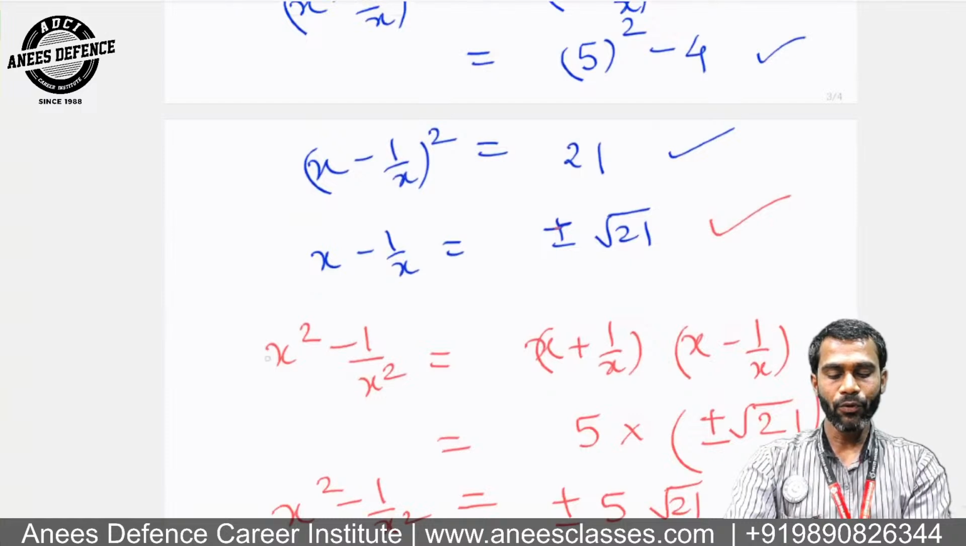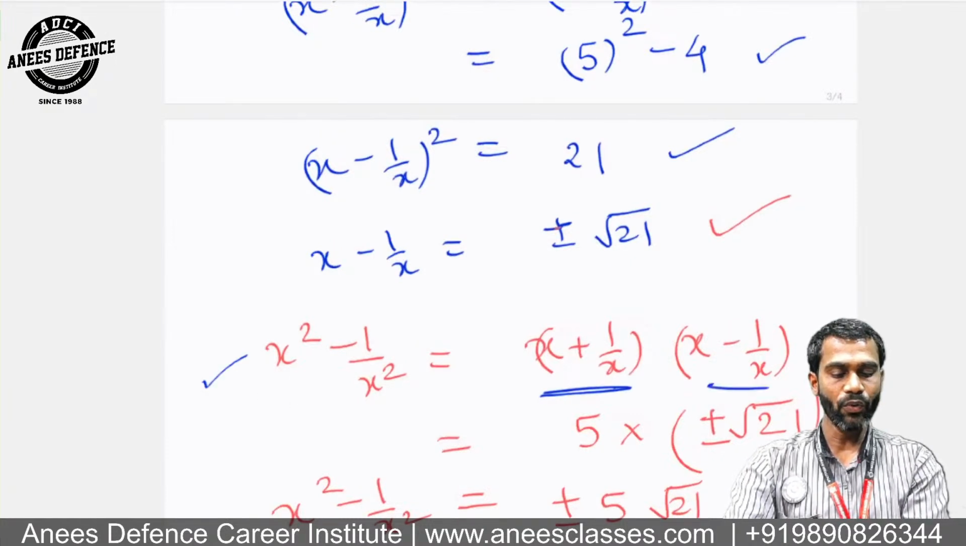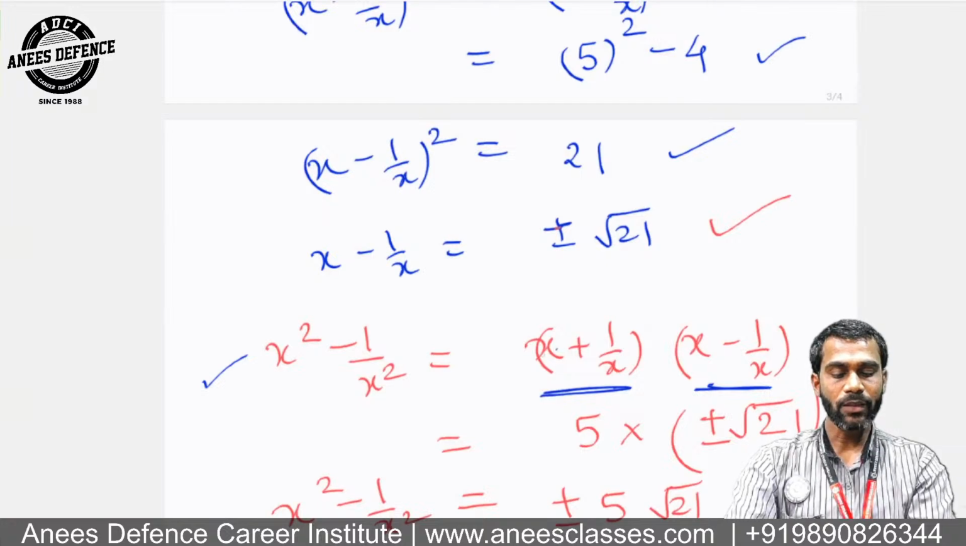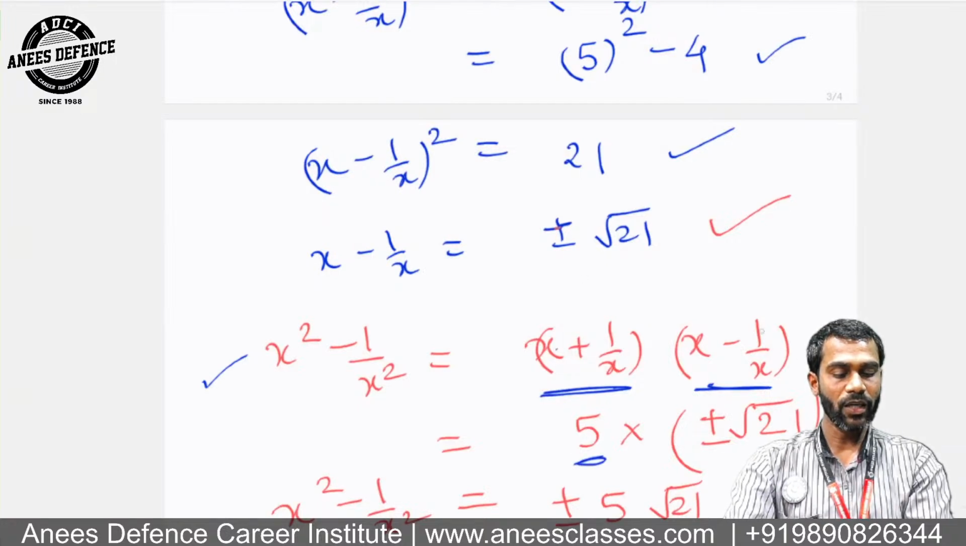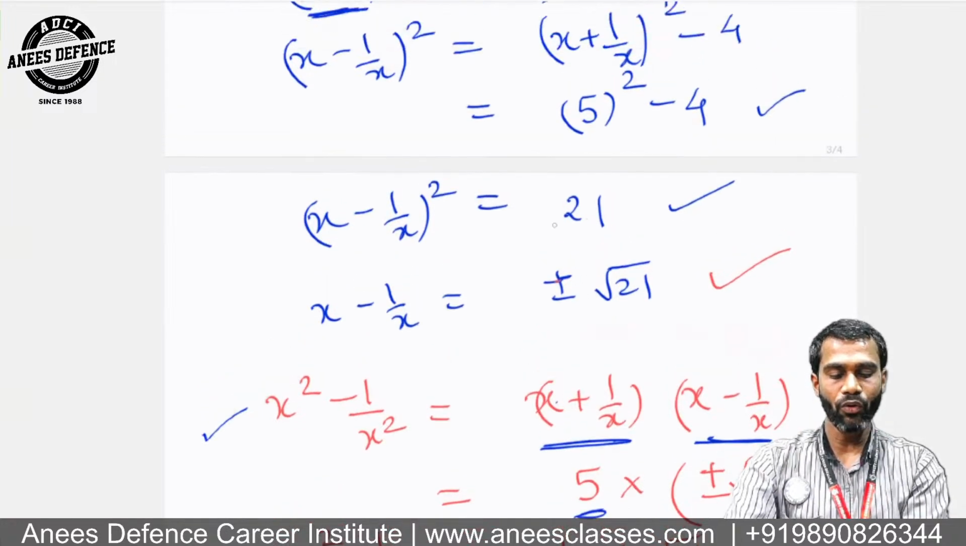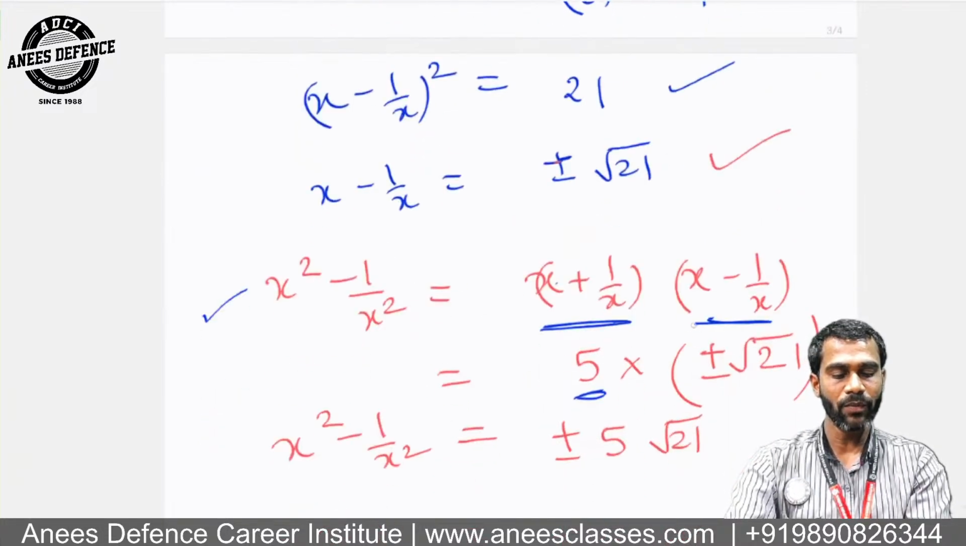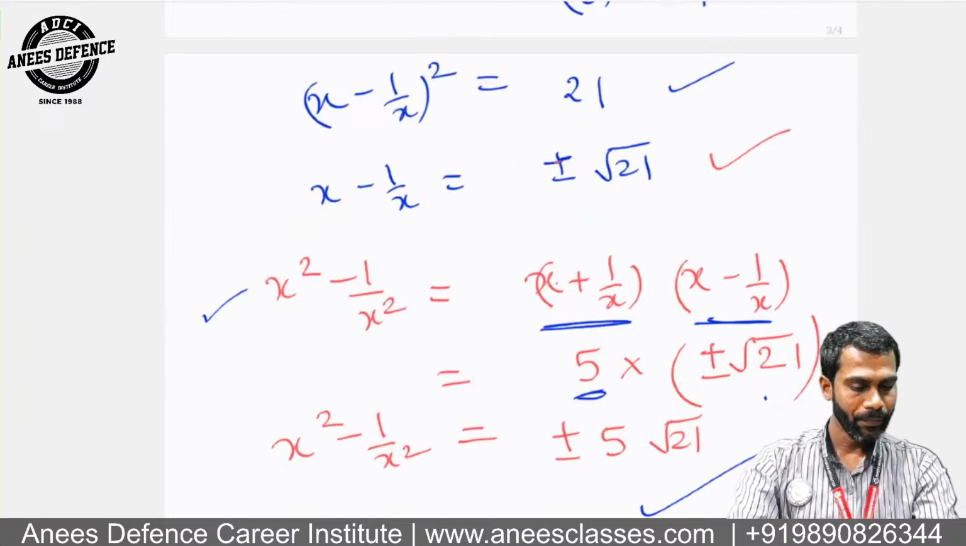Now we were supposed to find out x square minus 1 by x square, which was x plus 1 by x into x minus 1 by x. X plus 1 by x is 5 and x minus 1 by x we have just found out, which is plus minus root 21. So just put the value of x minus 1 by x here. You will get the final answer. I hope it is clear.